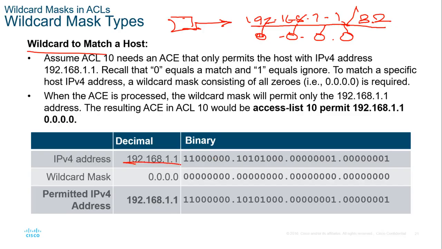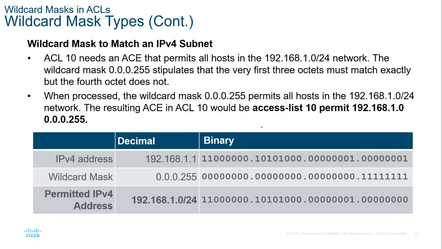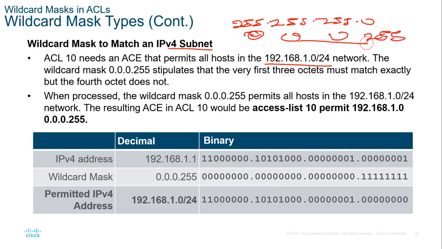This is the IP address, this is in binary, and this is the wildcard mask. Here, the wildcard mask that matches an IPv4 subnet. If it's a subnet, it is this one here. The subnet mask is 255.255.255.0. So the reverse of this is 0, 0, 0, and then 255, which is what you're seeing here.